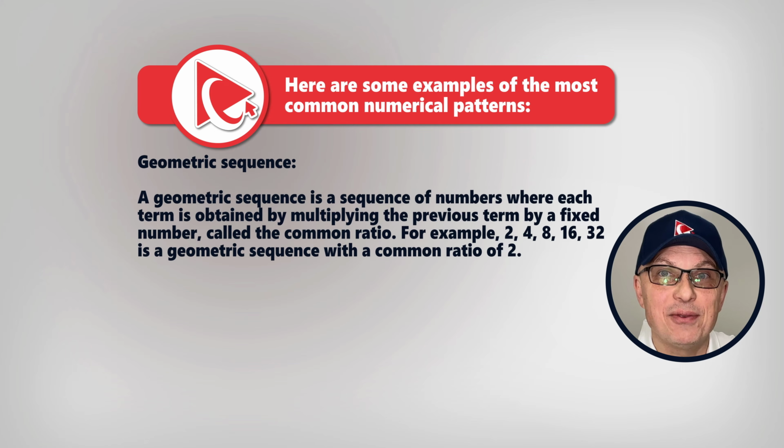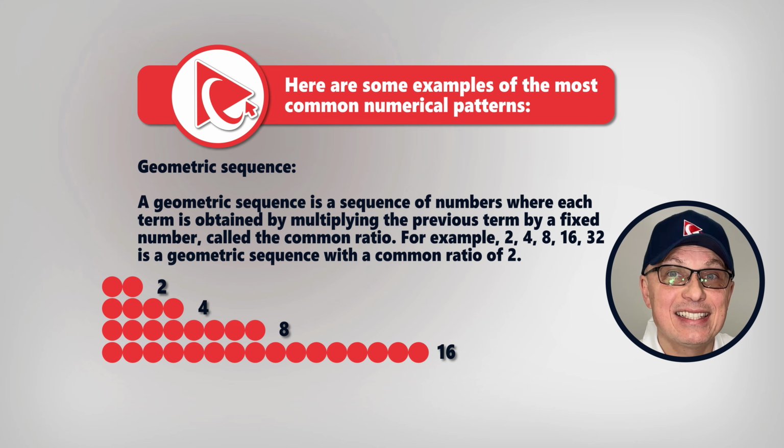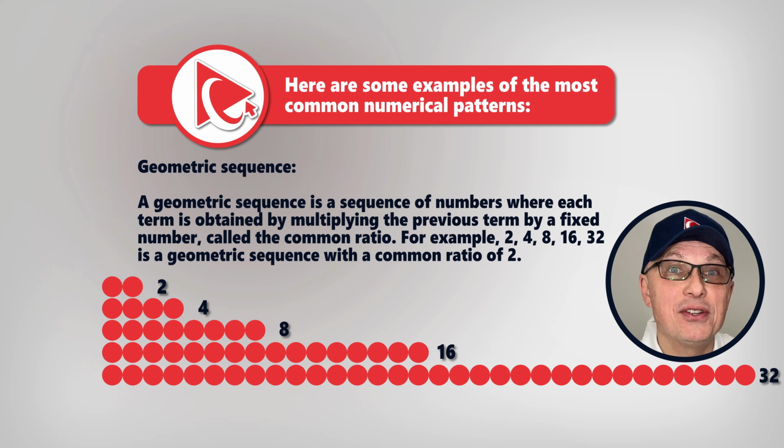A geometric sequence is a sequence of numbers where each term is obtained by multiplying the previous term by a fixed number called a common ratio. Let's look at an example. Numbers 2, 4, 8, 16, and 32 represent a geometric sequence with a common ratio of 2.